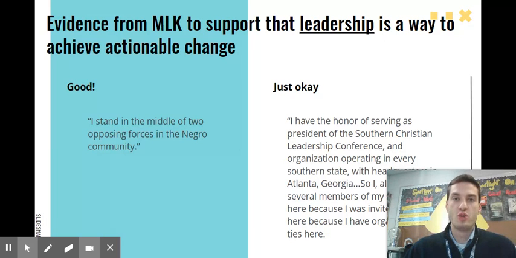So if you rely too heavily on your evidence, it's actually going to hurt your argument. Another thing that this just okay version on the right-hand side does is that it's a little bit too obvious. I gave an example in class today, and it wasn't the perfect example, but I think it'll work for today.